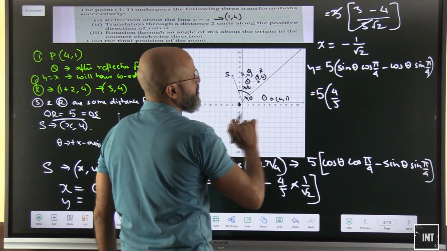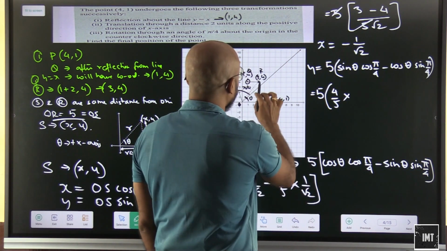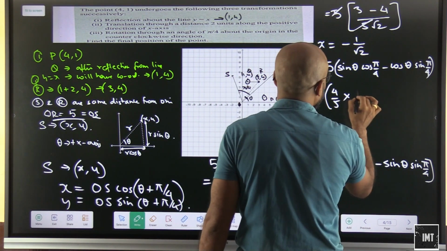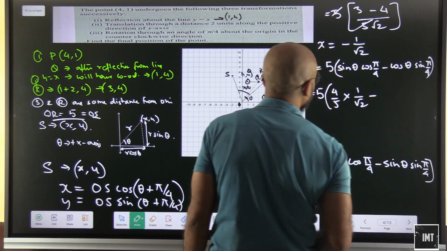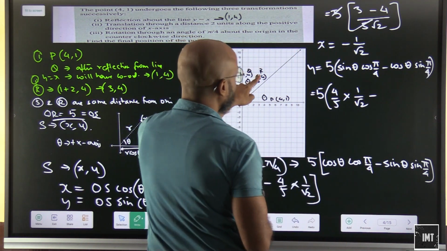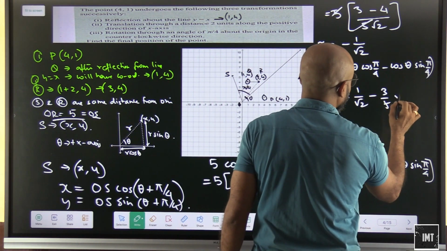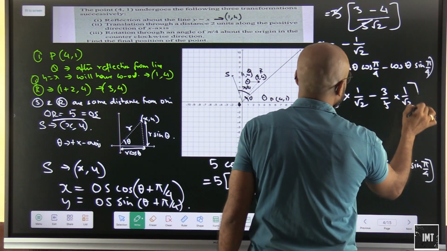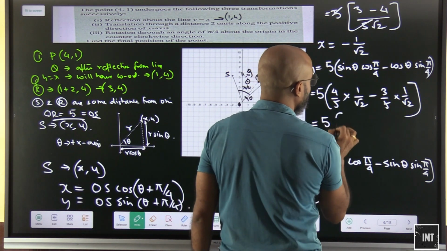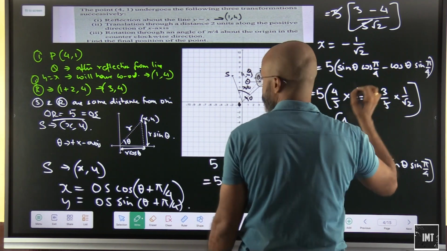This is 4 by 5 into cos pi by 4. Cos pi by 4 is 1 by under root 2, minus cos of theta 3 by 5, 3 by 5 into 1 by under root 2. So that's going to be how much? 5 into 4.